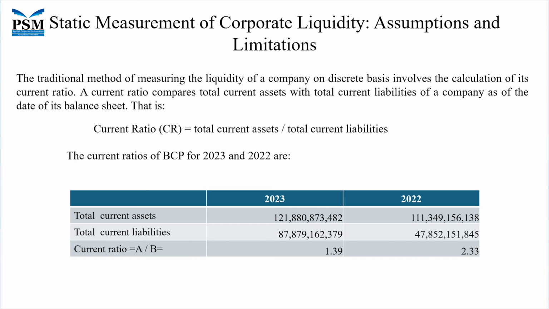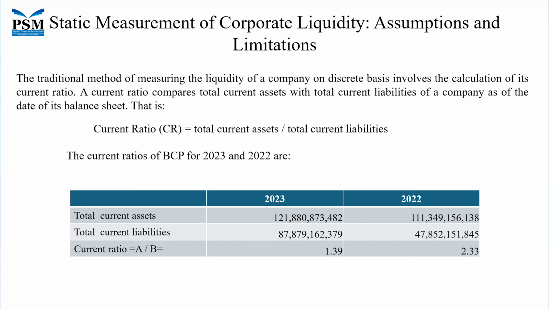The question is, how can we calculate the liquidity of a given company? We take an accounting approach to measure liquidity. It's called the static measurement of corporate liquidity. The model used is the current ratio. Using data from the balance sheet of the company, total current assets and total current liabilities, we can calculate the current ratio of the company in any given year.